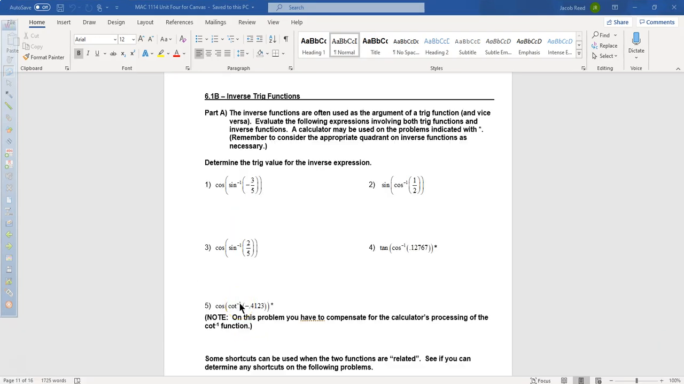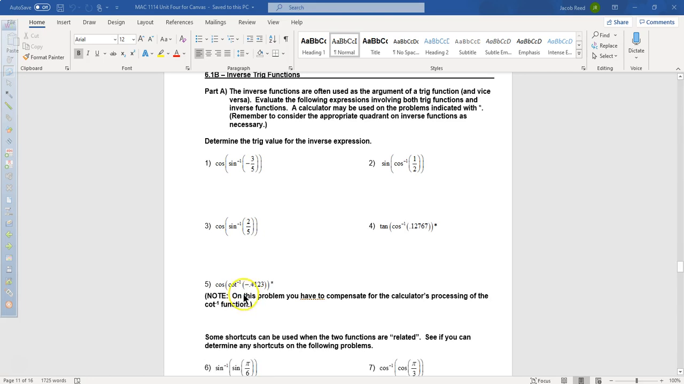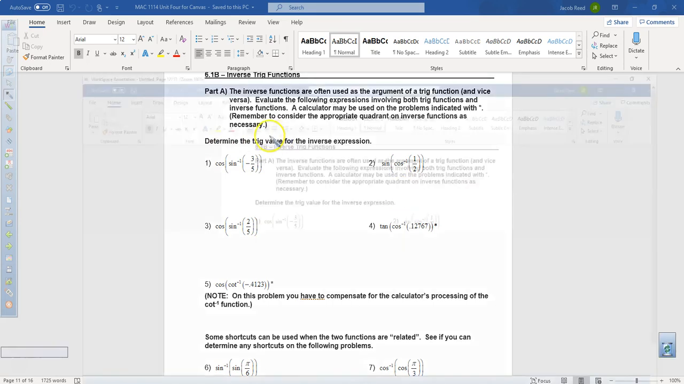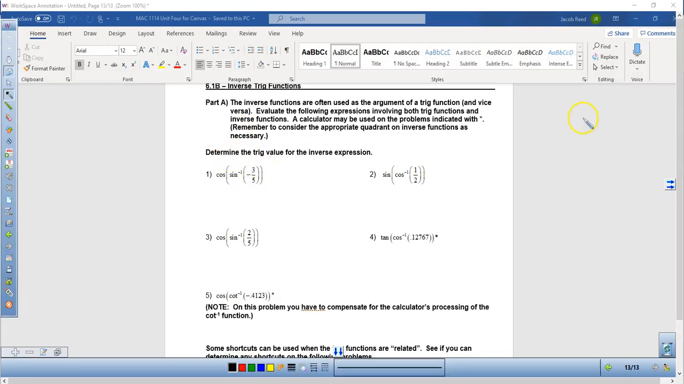Now we can talk about 6.1b, which is inverse trig functions again. We're going to be doing the same thing we were doing at the end of 6.1a. We're going to be starting with these problems. So, starting with number 1, cosine of sine inverse.